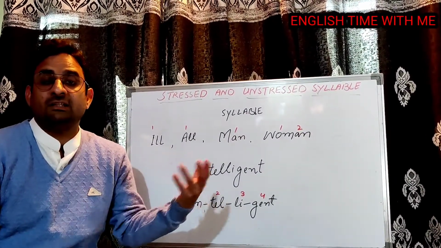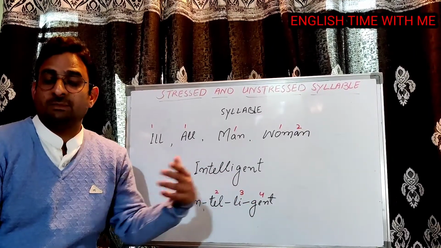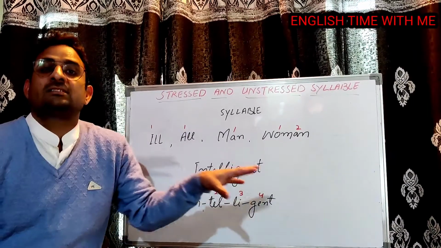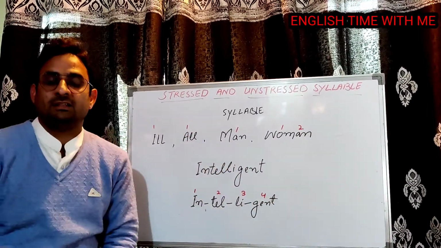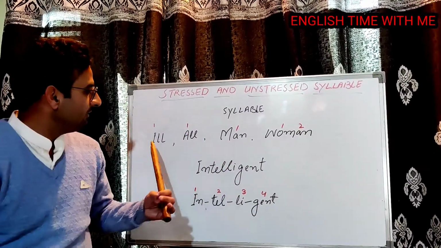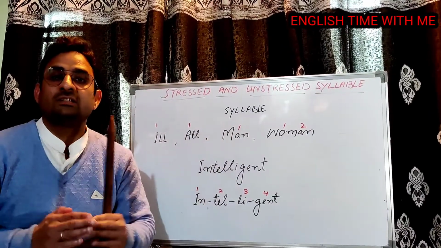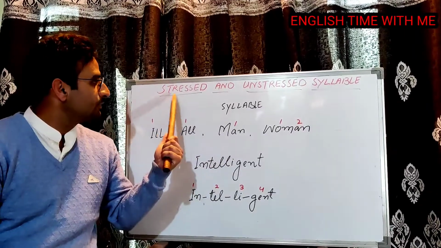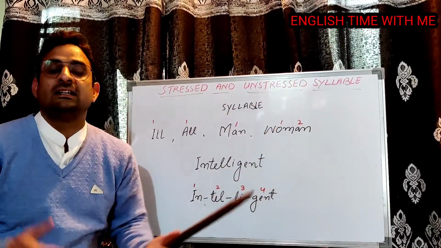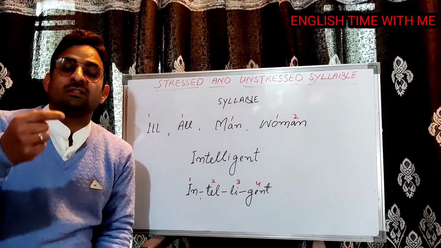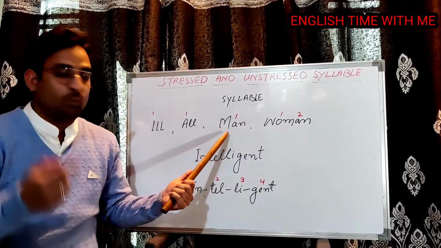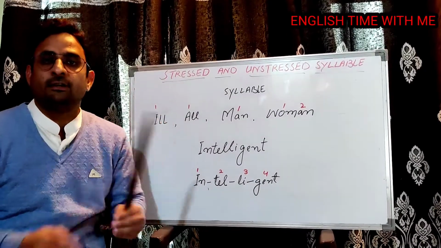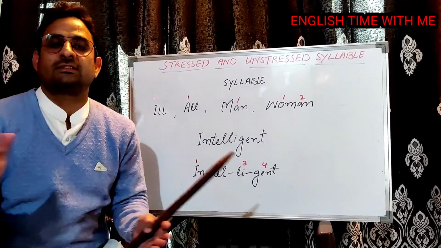If it had been smiley, it would have been another syllable in that case, but there is only one syllable in this. So I think this very much is clear, what is a syllable. Now we have two kinds of syllables, stressed and unstressed syllable. In one word there is only one stressed syllable. If there is a one syllable word like man, like all, like ill, forget about stressed and unstressed syllable.